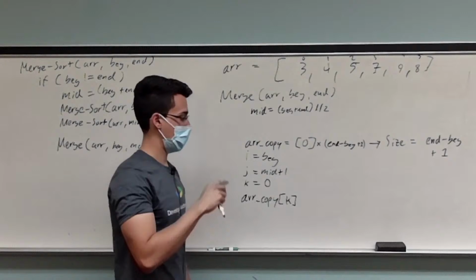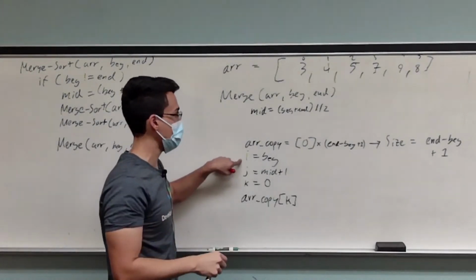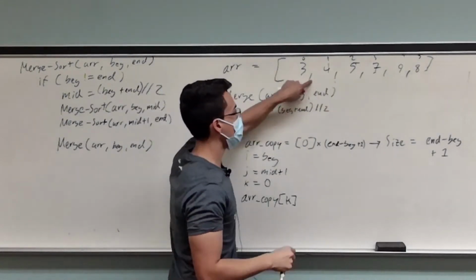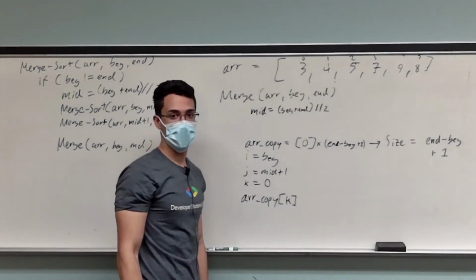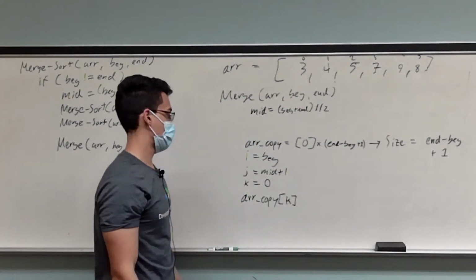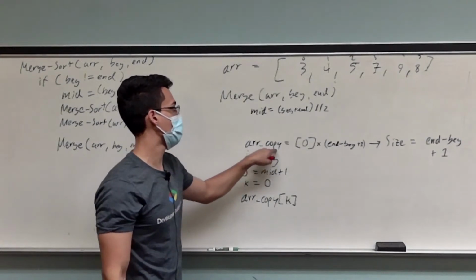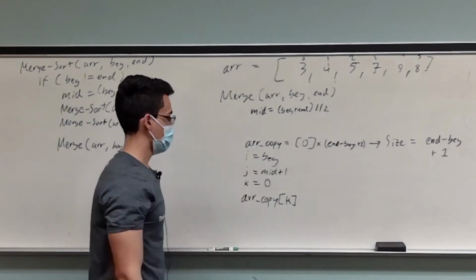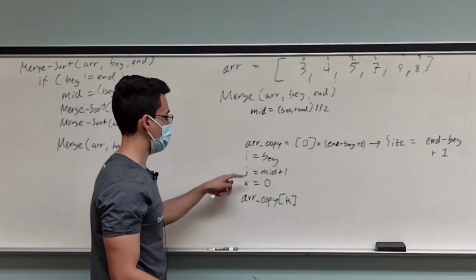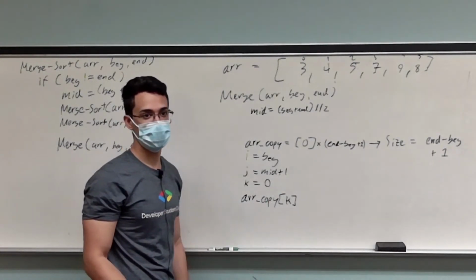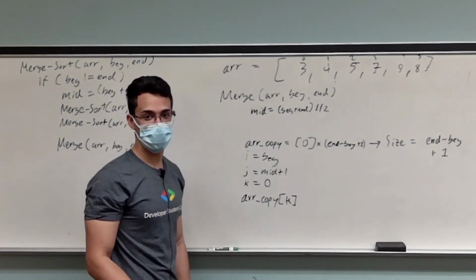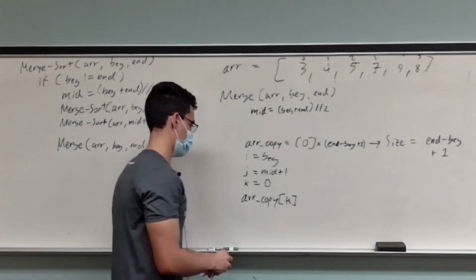All right. So yes, the I is iterating through here, and J is iterating through here. And then k is supposed to iterate through the whole copy. So now we're going to fill up array copy. And remember how we did it before? How did we do it? The minimum of I or j. Yeah, minimum of I or j.